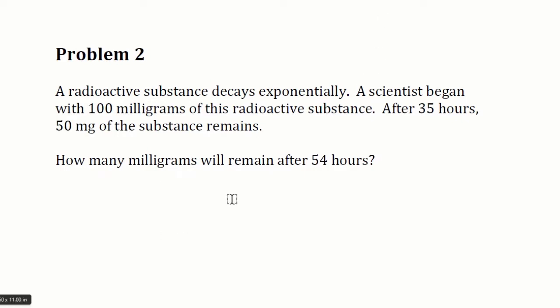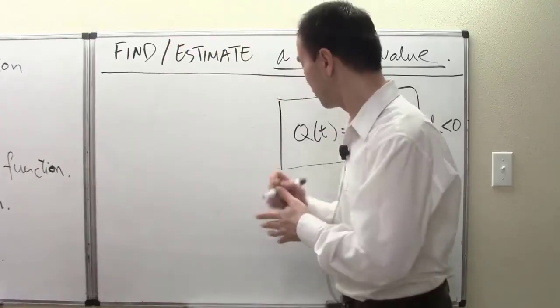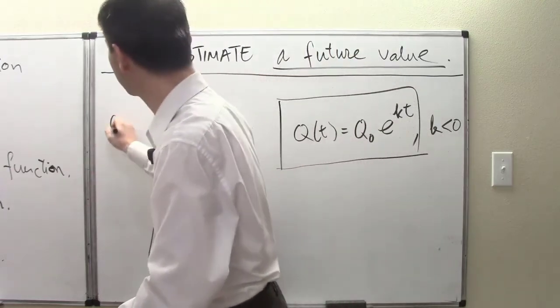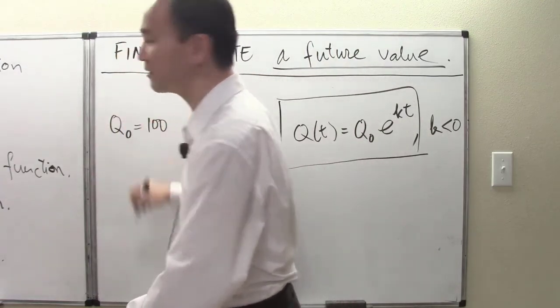In our problem, rolling back to the main description: a radioactive substance decays exponentially. A scientist began with 100 milligrams. The wording makes it so clear. That scientist began with 100 milligrams, so I can simply take this as our initial amount. In other words, right from the problem, Q sub 0 must be 100 milligrams.